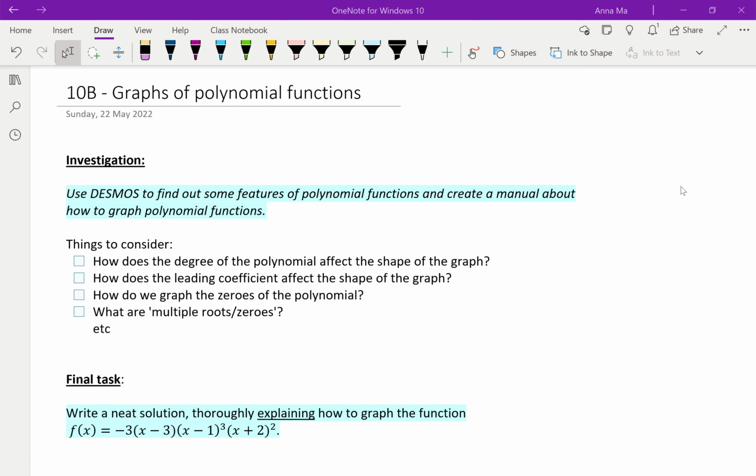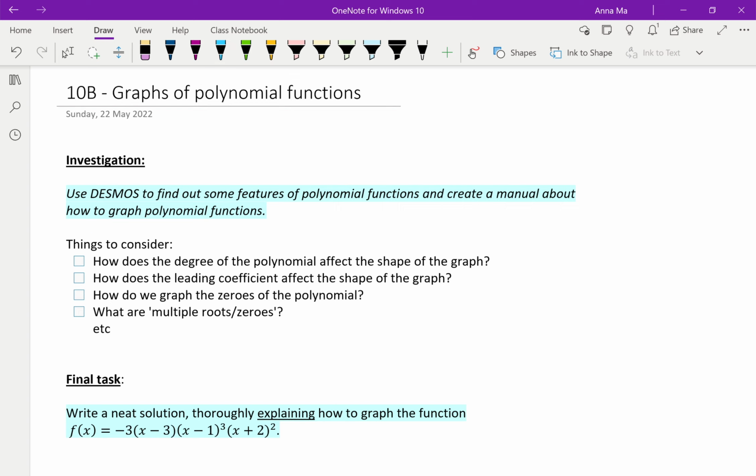If you read the instructions here, I tell the students to use Desmos to find out some features of polynomial functions and create a manual about how to graph a polynomial function. So you're meant to come up with your own steps, but if it's a bit difficult, then maybe just read the solutions that I'm going to go through. Or if you have time, take this time to actually consider these things and try to come up with your own manual. And then when I go through the actual manual, you can compare the similarities and differences, and you can fix it if you want.